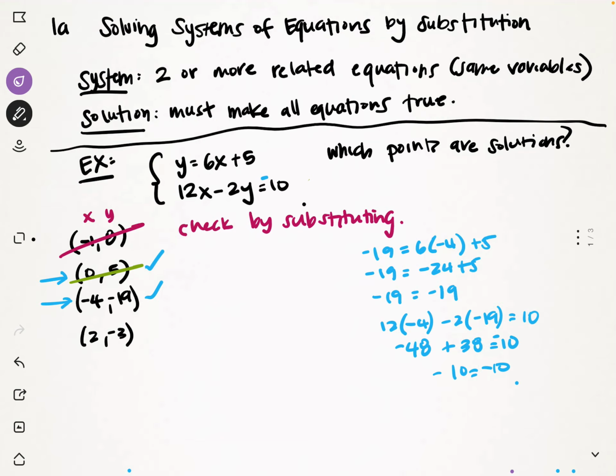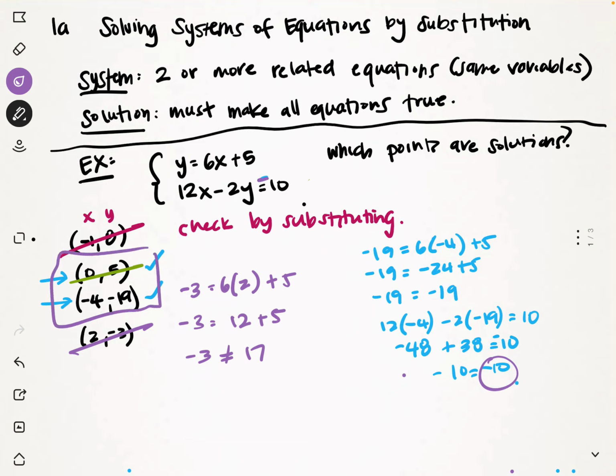And this time we have 2 for our x and -3 for our y. So let's do -3 equals 6 times 2 plus 5. This one is not going to come out. -3 equals 12 plus 5. -3 is definitely not equal to 17, so this is not a solution. So yeah, I think I made a mistake. It should be -10 here. And if that's the case, then these two would be solutions because those points make both equations true.